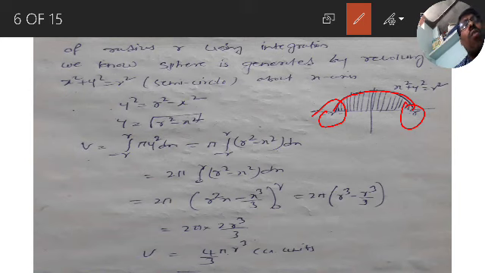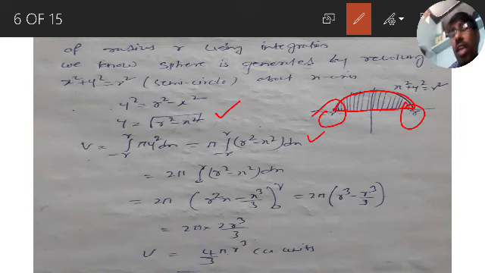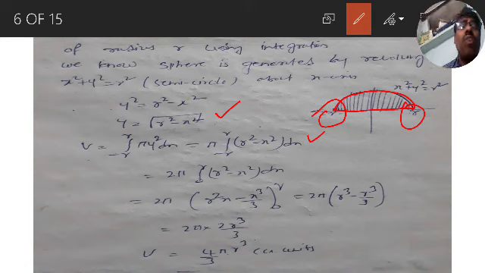We have a curve y is equal to square root of r square minus x square, and we have the x-axis, and we have limits x equal to minus r and x equal to r. So now substitute in the integration. Volume is equal to integration a to b pi y square into dx.